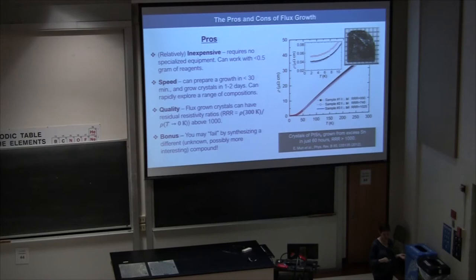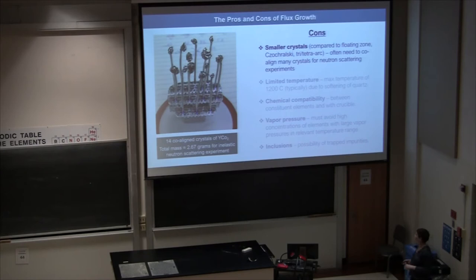Okay, there are cons, of course. It's not all rosy. So the crystals are not the largest, they're also not the smallest, but typical flux-grown crystals are sub-centimeter. And so in some cases, if you need a lot of material for some technique that's volume sensitive, like neutron scattering, you end up being constrained to make many crystals and co-align them.